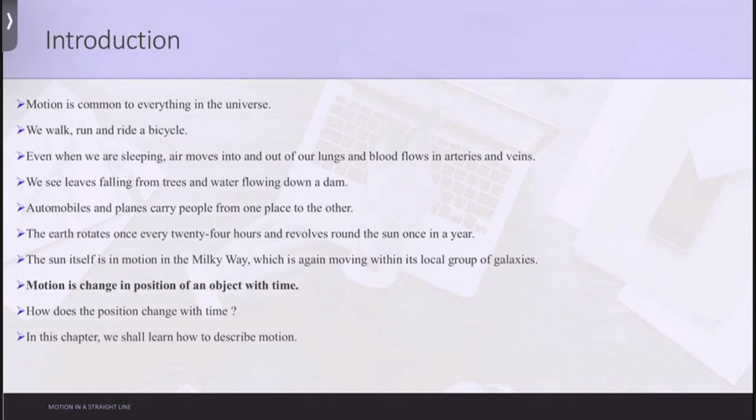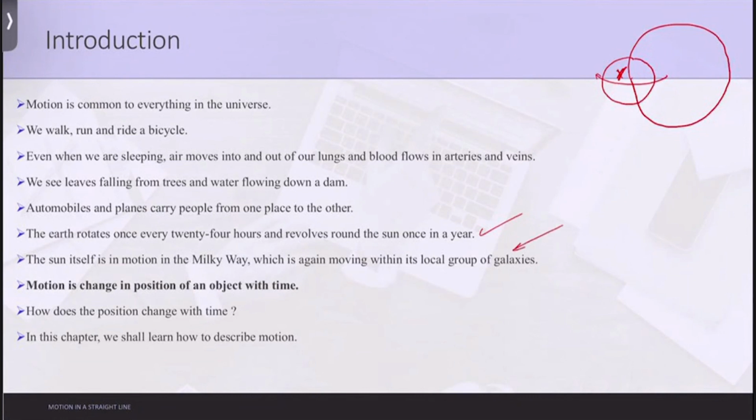The earth rotates once every 24 hours and revolves around the sun once in a year. So this is also a motion. Let us say this is our earth, and its rotation and its revolution are both basically motions only. Only the path of motion or the axis of motion is different, but all these are motion because we are trying to move from position A to position B. Let's say a fixed point on this earth has changed its position between time t equal to 0 and some time t. The sun itself is in motion in the Milky Way galaxy, which is again moving with its local group of galaxies. So even the sun is in some sort of movement.